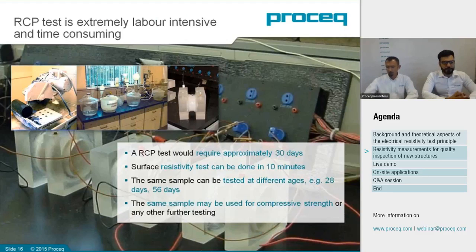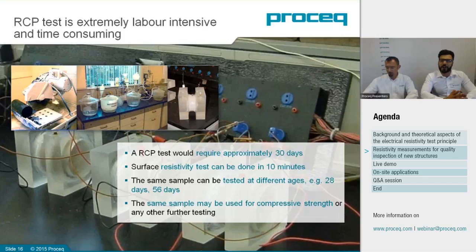As I explained before, when you compare the RCP test to the electrical, or surface resistivity, test, you find that the RCP test could take as much as 30 days to be completed because it has to be done over some period of time, or you can literally do an electrical resistivity test in approximately 10 minutes.